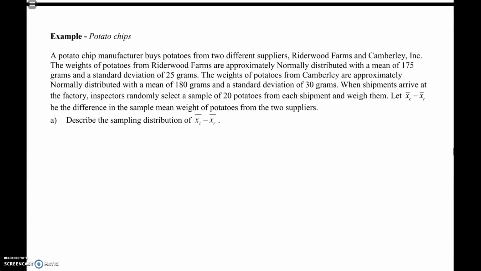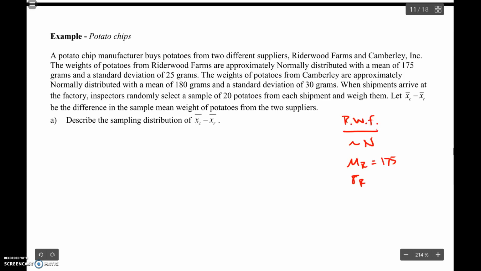Potato chips. A potato chip manufacturer buys potatoes from two different suppliers, Riderwood Farms and Camberley Incorporated. The weights of potatoes from Riderwood Farms are approximately normal. So here's Riderwood Farms. So it's approximately normal with a mean, call that mu R, of 175 and a standard deviation of 25.